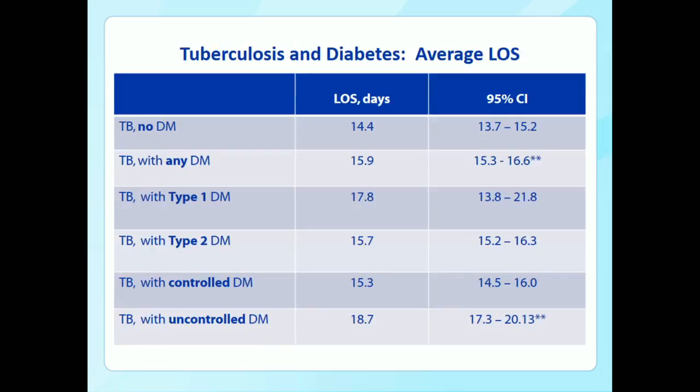Next, we looked at average length of stay among these primary TB hospitalizations. And what you can see is that the length of stay ranged from just over 14 days for TB patients without diabetes up to almost 19 days for those who had diabetes that was uncontrolled. When comparing the base case of TB without diabetes, those patients who had any diabetes had a statistically significant longer length of stay at 15, and interestingly, among those with diabetes, it was only those who had uncontrolled diabetes that had a statistically significantly higher length of stay at 18.7 days.